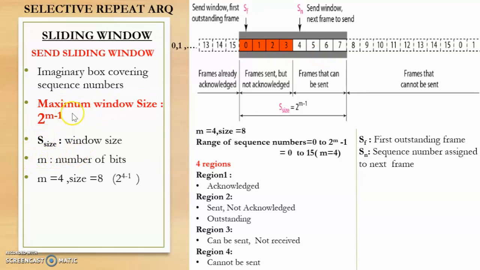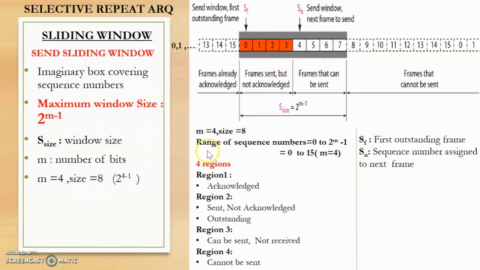So the difference over here from Go-Back-N ARQ is that in Go-Back-N ARQ the maximum window size was 2 raised to m minus 1. This minus 1 was down, but over here it is 2 raised to the power of (m minus 1). This minus 1 is on top. So over here if we consider m value as 4, then the size will be 2 raised to 4 minus 1, that is 2 raised to 3, so it will be 8. And the window size is denoted by S size. So over here in this figure m value is 4, so the size of the window is 8.